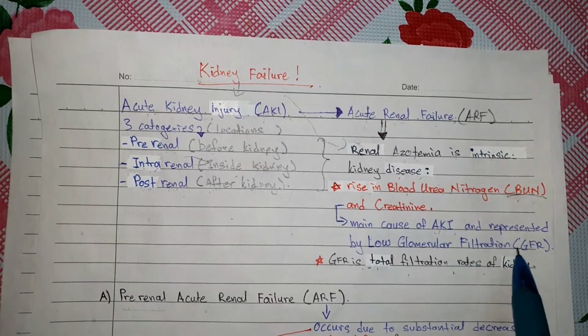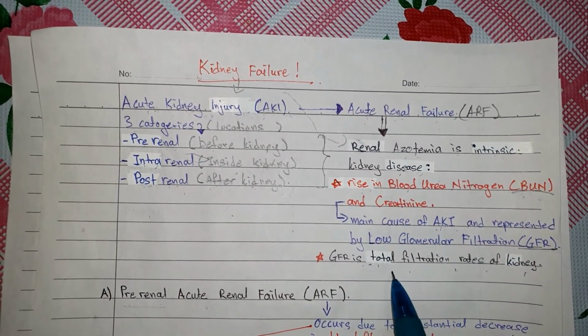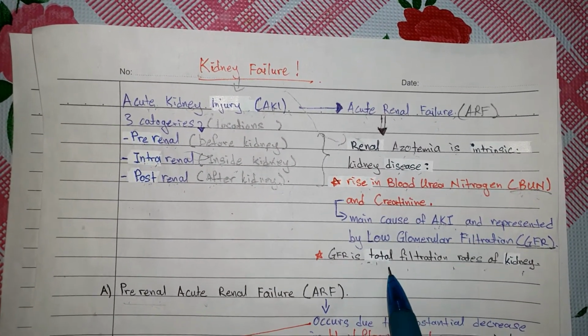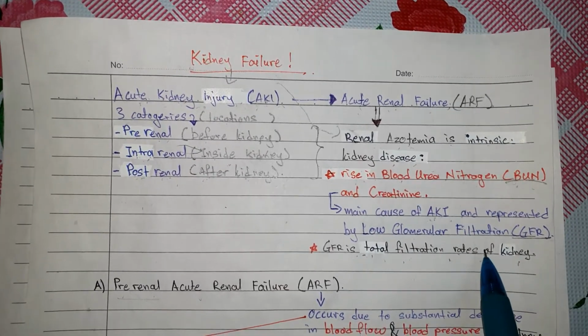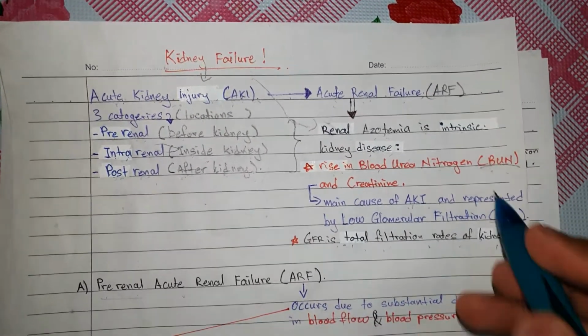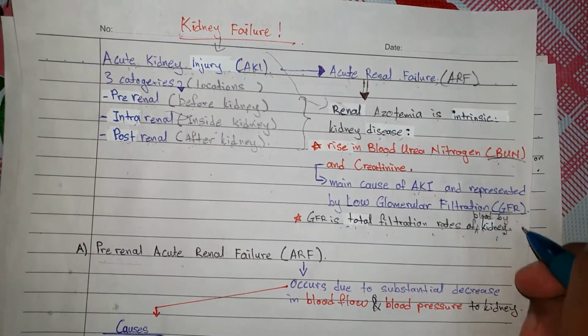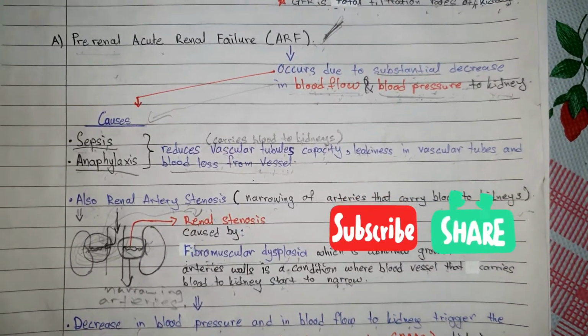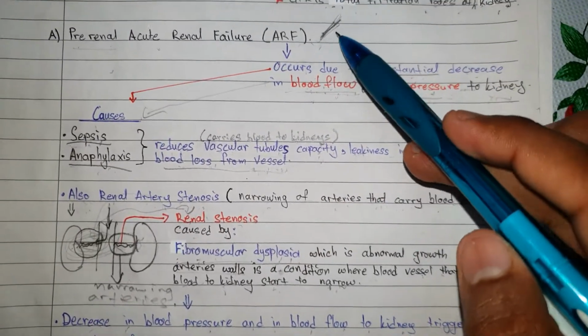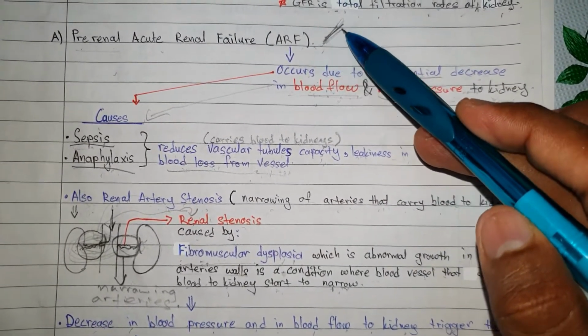So what is GFR? In simple words, GFR can be said to be the total filtration rate of blood by the kidneys. Now let's look at pre-renal acute renal failure, or pre-renal kidney failure.